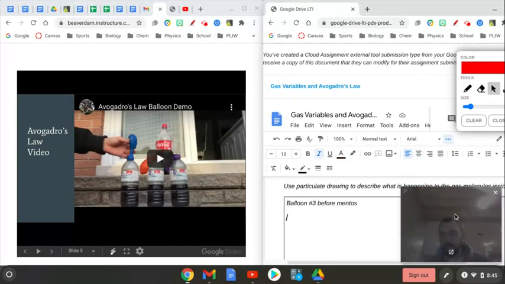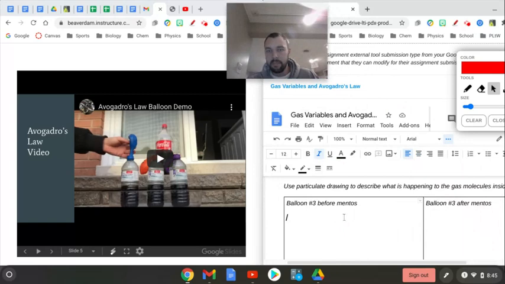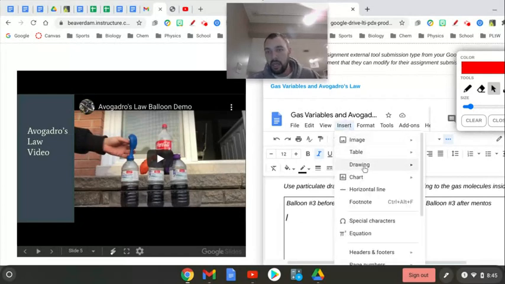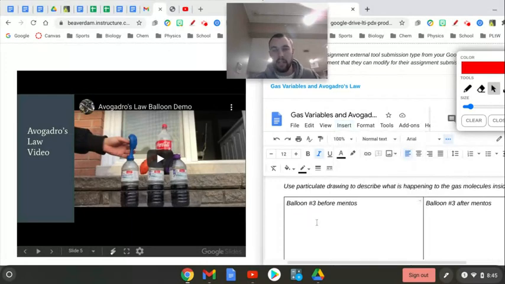So here, let me move my head here. Okay, we need to use a particulate drawing to describe what is happening to the gas molecules inside the bottle. I'm going to draw just with this here, but you can draw, or you can find pictures on the internet and upload them here, or you can go to insert a drawing, and you can insert dots in a box to kind of show what's going on here.